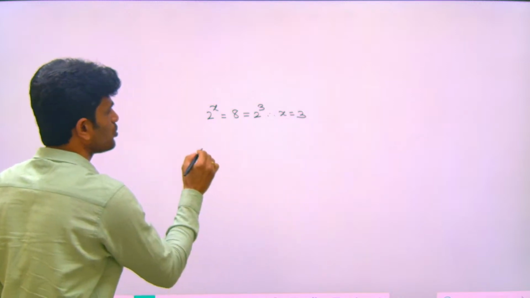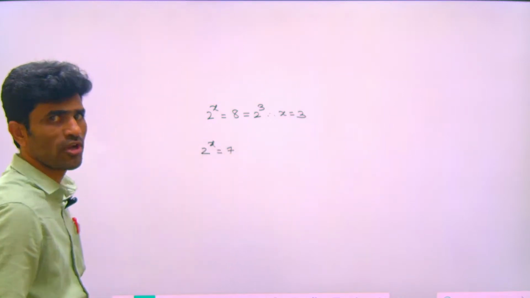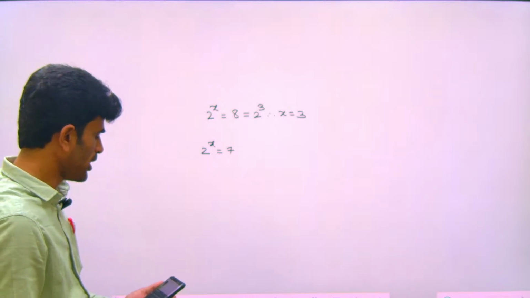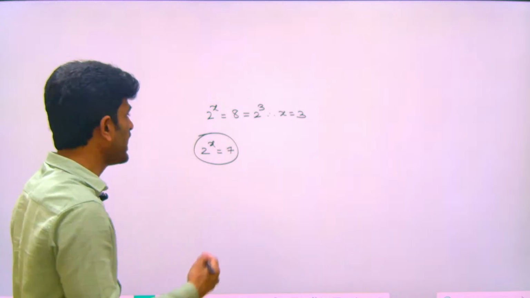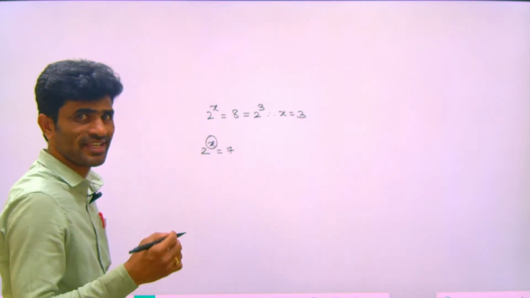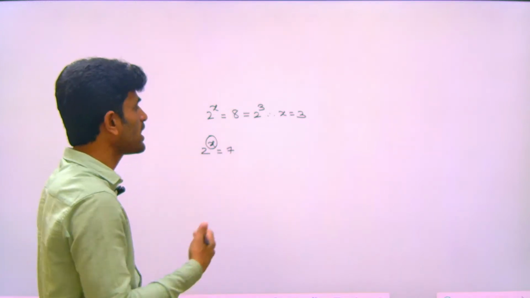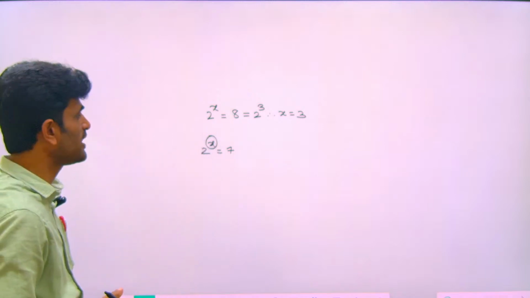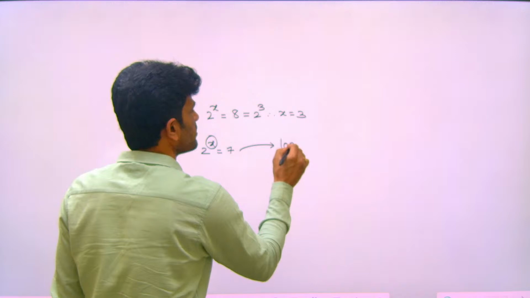But if my question is 2 to the power of x is equal to 7, can we find out what is the value of x here? By using exponents, it is difficult. We cannot. There exists some value of x such that 2 to the power of x is equal to 7. What is that? To find the exponent of 2 such that it is 7, we have another concept called logarithms.